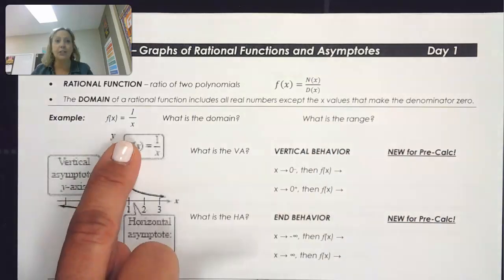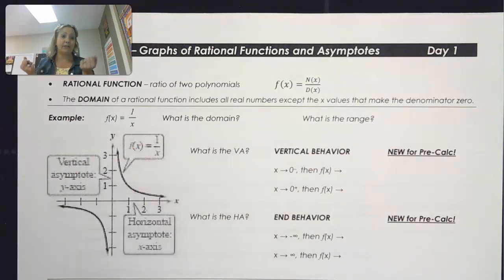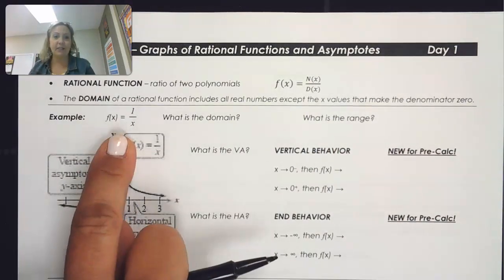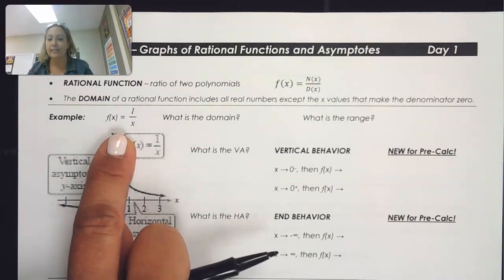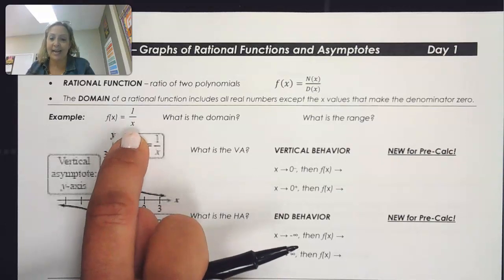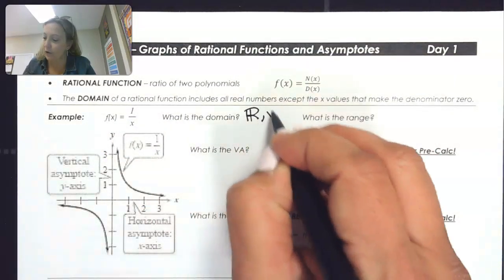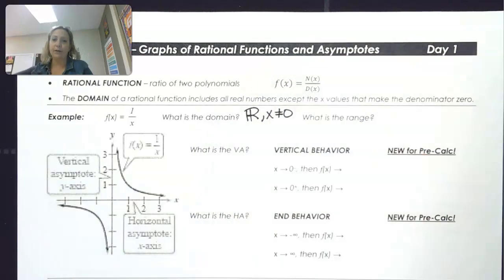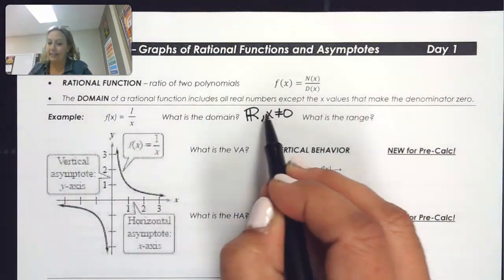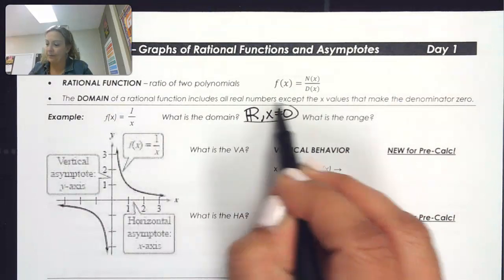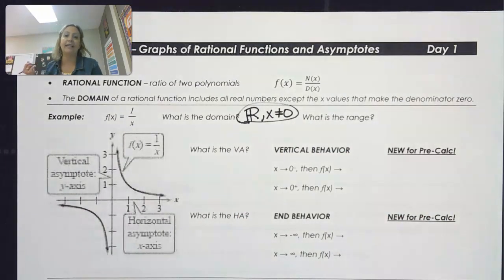Okay, so let's just look at one of the simplest rational functions we can have. f(x) = 1/x. Let's look at what our domain is. Well, we know our denominator cannot be 0, so x cannot equal 0. Maybe in the past you wrote all real numbers except that x cannot equal 0. But what we're going to do is write that in interval notation.